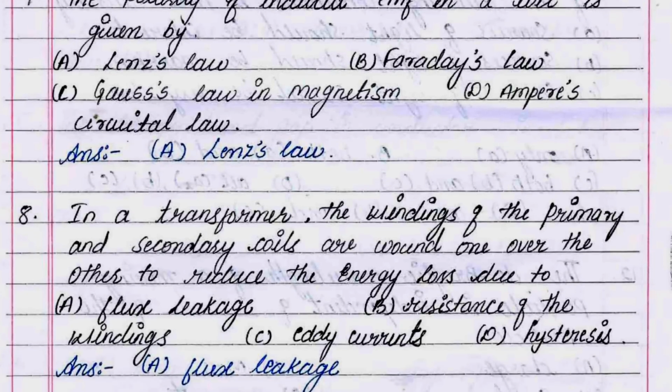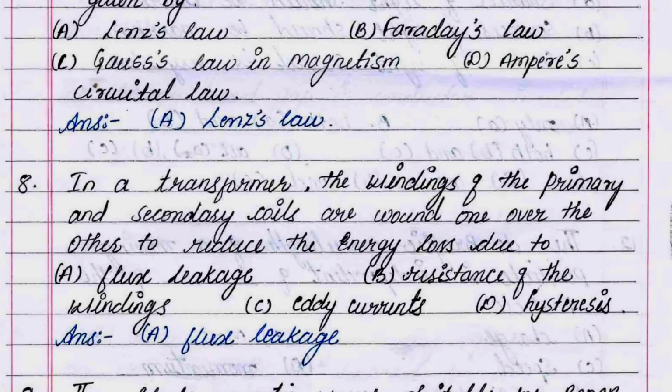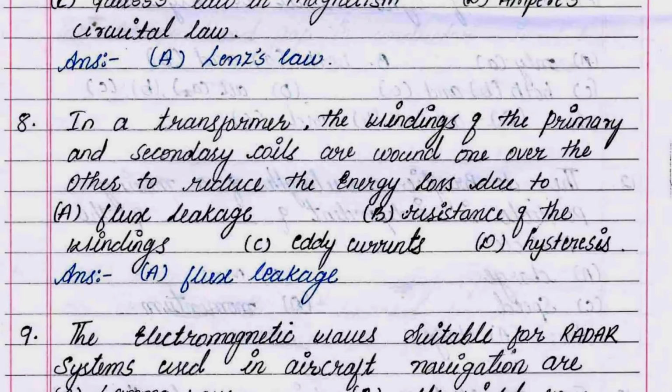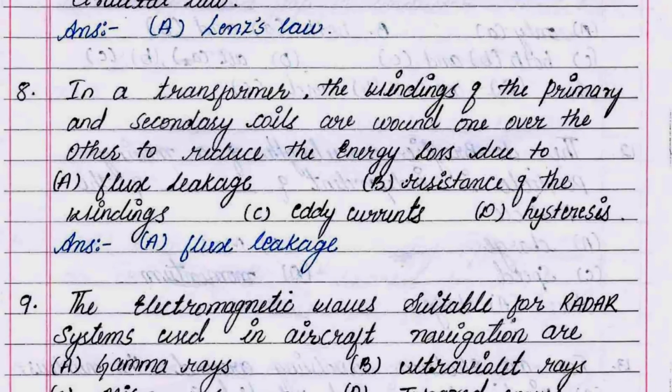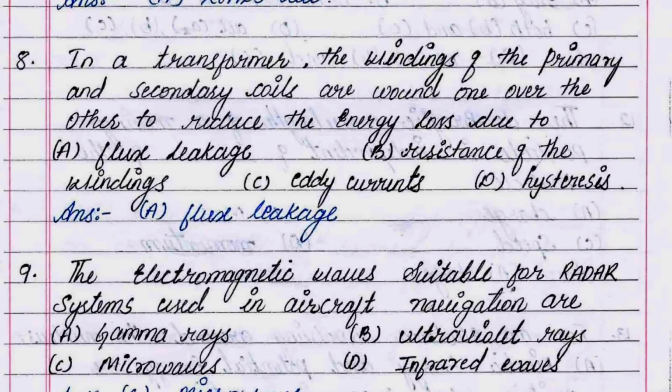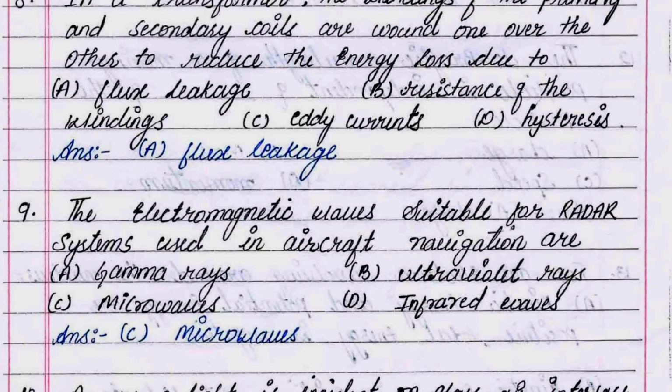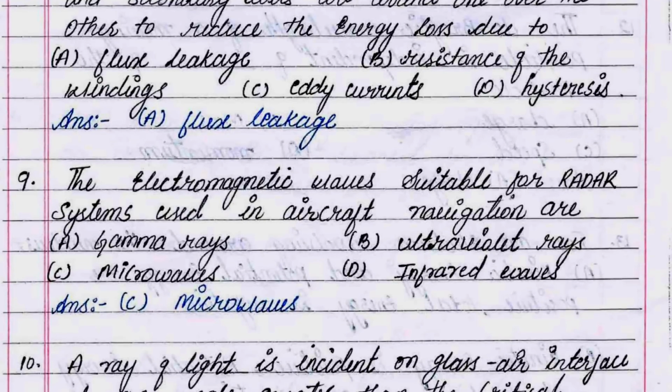Eighth, in a transformer, the winding of the primary and secondary coils are wound one over the other to reduce the energy loss due to A. Flux leakage, B. Resistance of the windings, C. Eddy currents, D. Resistors, and the answer is A. Flux leakage.